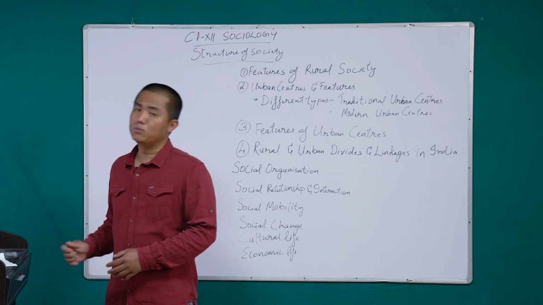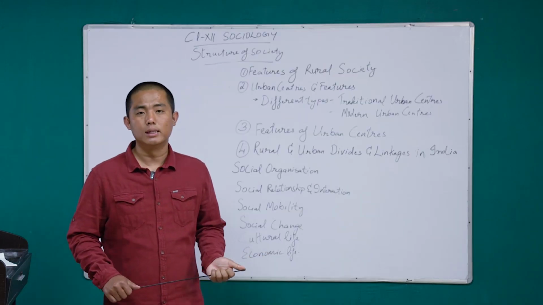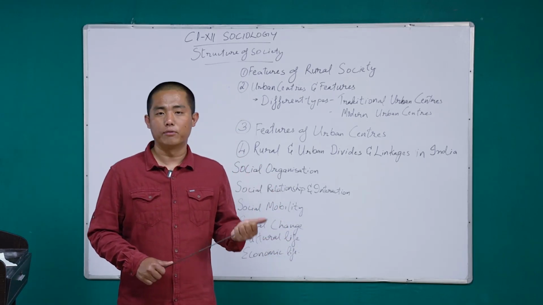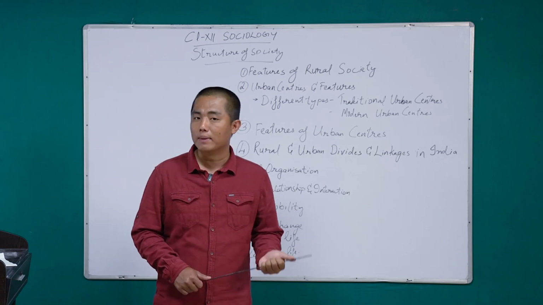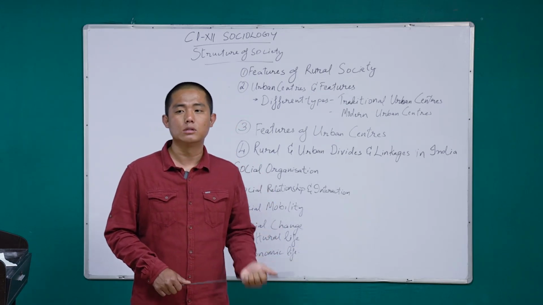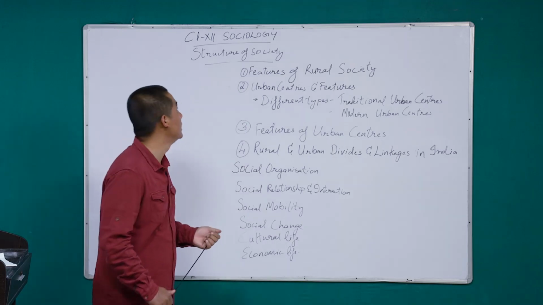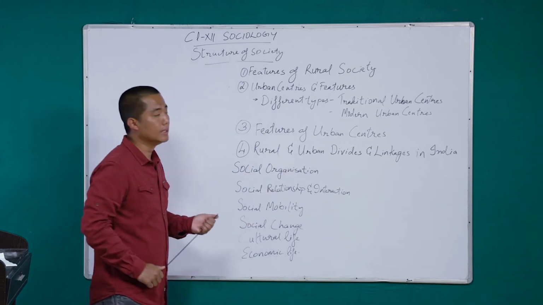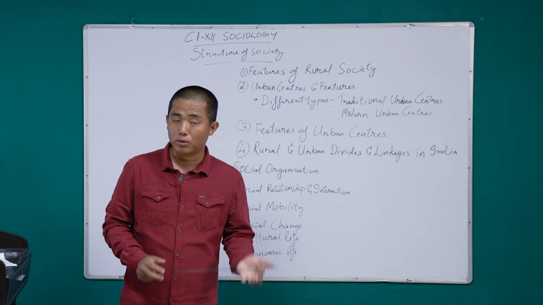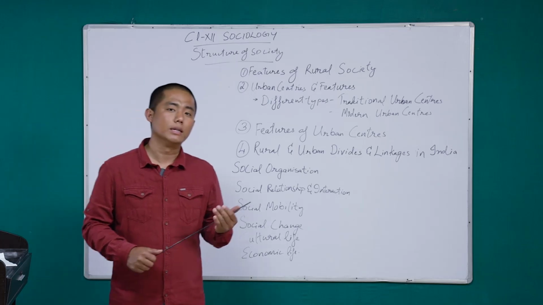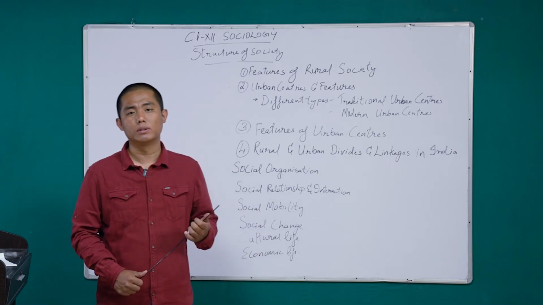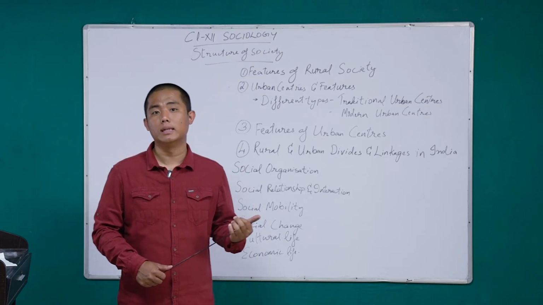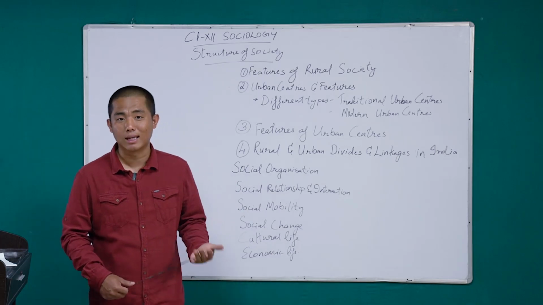In the last class we had discussed the rural and urban centers. We have also discussed the different policies of the population of India, how to stabilize the population and all. So today I would like to discuss a little bit about the features of rural society. In the last class we discussed what is a rural society and what is an urban society. We also discussed the local self-government in the rural areas as well as in the urban areas. That is what we have discussed in the last class.